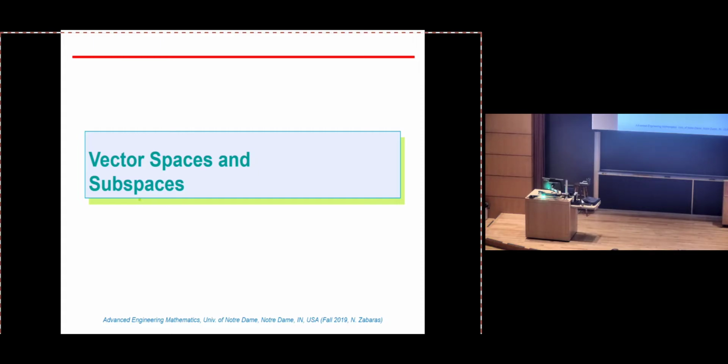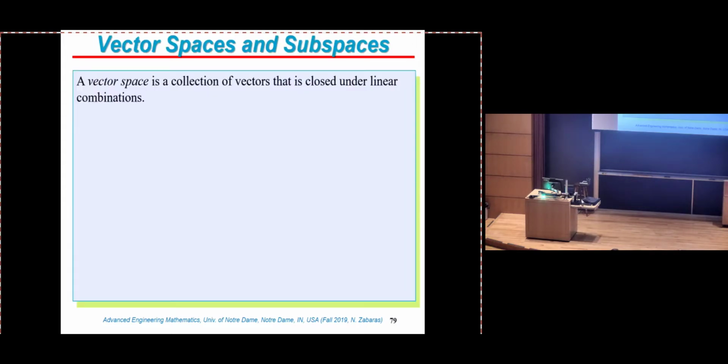So let's talk about vector spaces and subspaces. A vector space is a collection of vectors that is closed under linear combinations. Can someone help me tell me what the word closed means? It's a technical term. So when you say it's a collection of vectors, it's some vectors, and actually it can be an infinite number of vectors, such that this collection of vectors is closed under linear combinations. What do you think the word closed means?